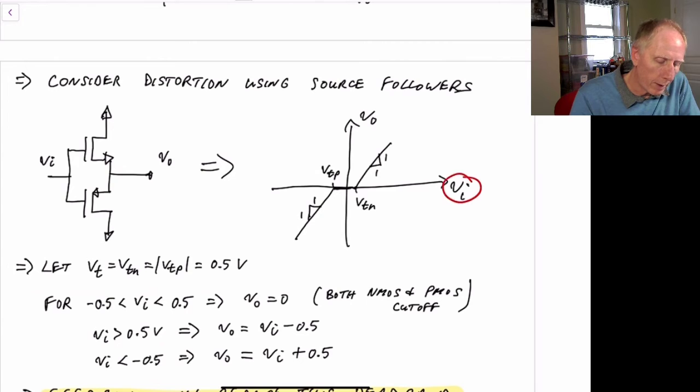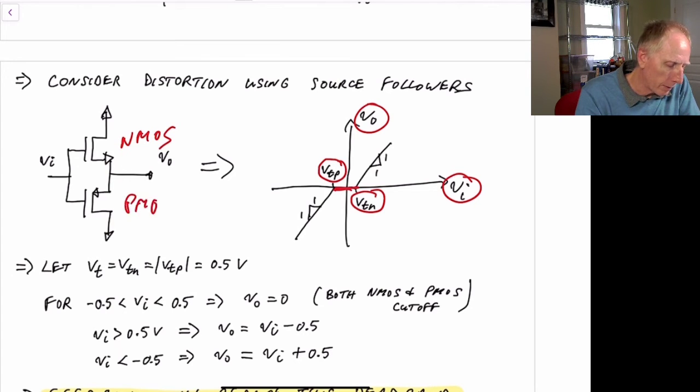So if VI was plotted versus Vout, what we see is that when we're between the threshold of the PMOS and the threshold of the NMOS, the output would just stay at 0. Both transistors, the NMOS and the PMOS, would both be turned off. In this case here, notice this is the NMOS, and this is the PMOS transistor, because these are source followers. And we have a positive power supply up here and a negative power supply at the bottom here. This is not an inverter, it's a source follower.